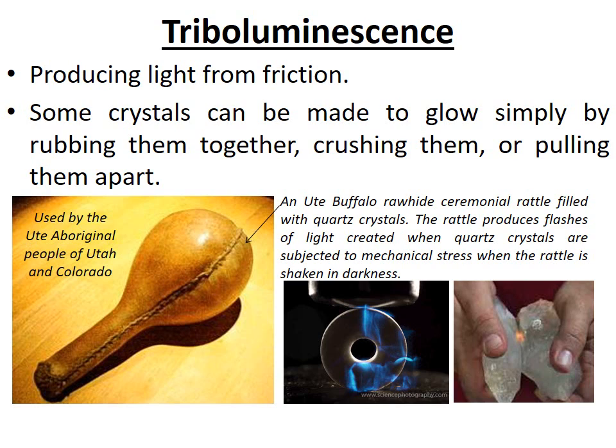Another example of light production is something called triboluminescence. It's basically producing light by rubbing things together, by friction. So for example, if you rub some quartz crystals together quickly enough or hard enough, you'll see a little spark produced, and you can see that as some visible light. Over here we have a buffalo rawhide ceremonial rattle. It's filled with quartz crystals, and when you shake it, the quartz crystals will rub together, and because of the friction, you're going to see some visible light being produced.